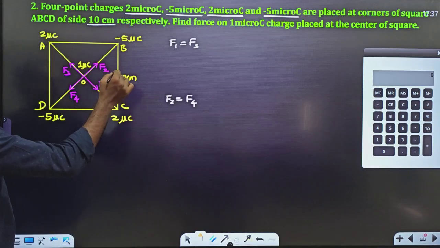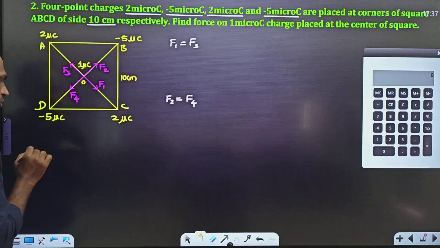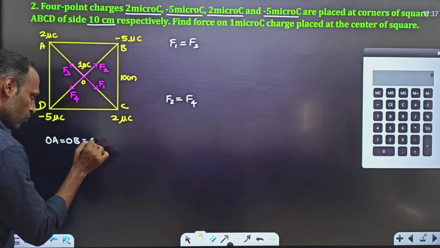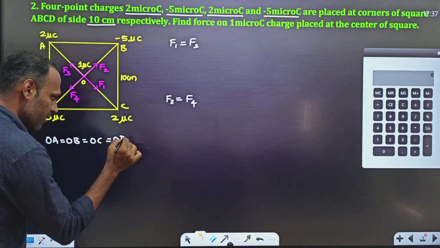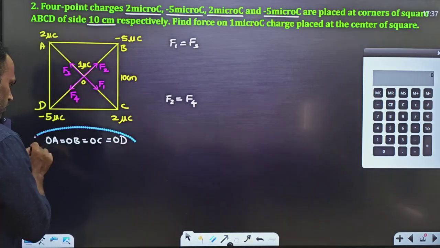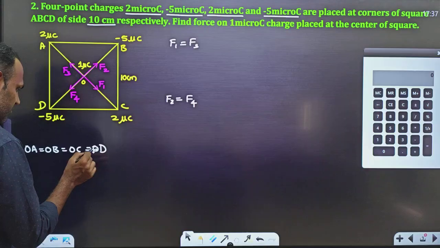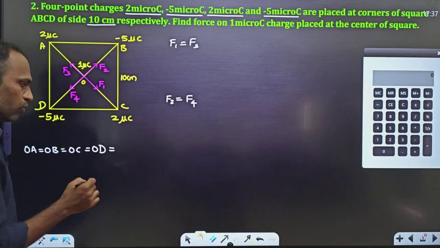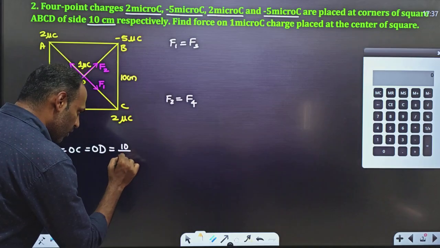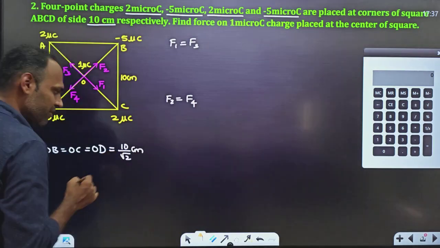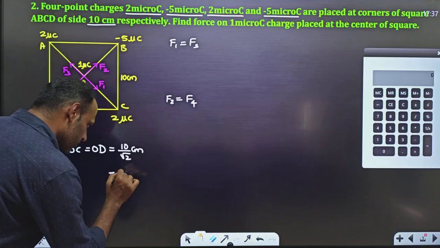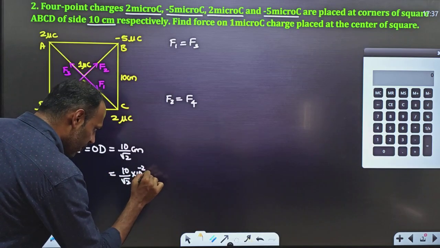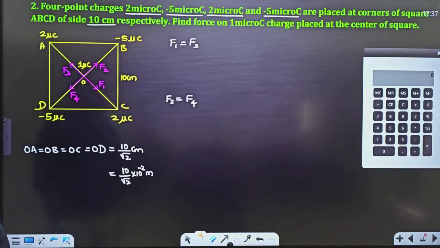Okay, now see, the side of the square is 10 centimeter. I will write OA is equal to OB is equal to OC is equal to OD. These four distances will be the same. I have told you half diagonal means x by root 2. So this is 10 divided by root 2 centimeter. In meter, it is 10 divided by root 2 into 10 to the power minus 2 meter. Correct? Okay, this is the distance.